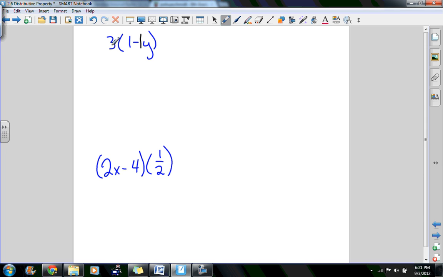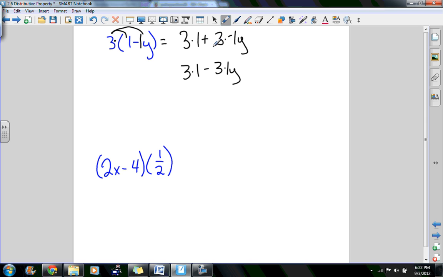Okay, so here I have a 3 and a 1. So I'm going to go 3 times 1, because I'm distributing. And now I have a 3 times a negative 1y. So I'm going to put a plus here, and I'm going to go 3 times negative 1y. Now, if you see that negative and you say, well, why don't you just do 3 times 1 minus 3 times 1y? That's fine. These mean the same thing, and you're going to get the same answer.